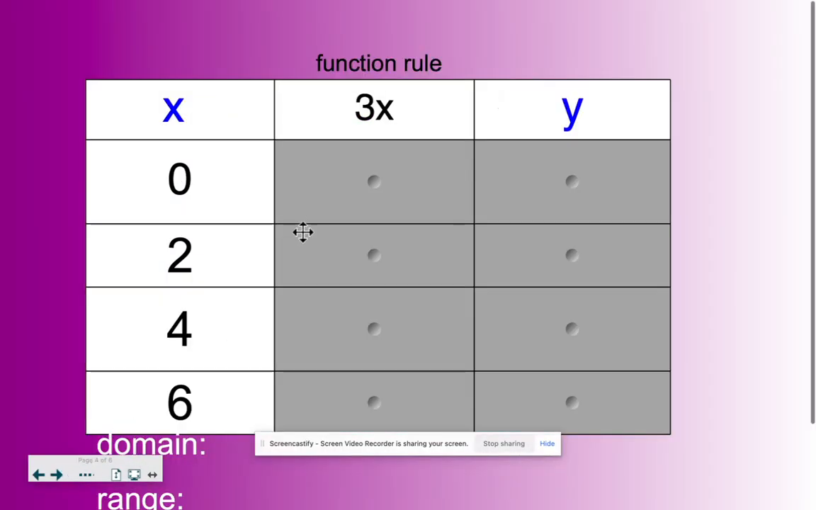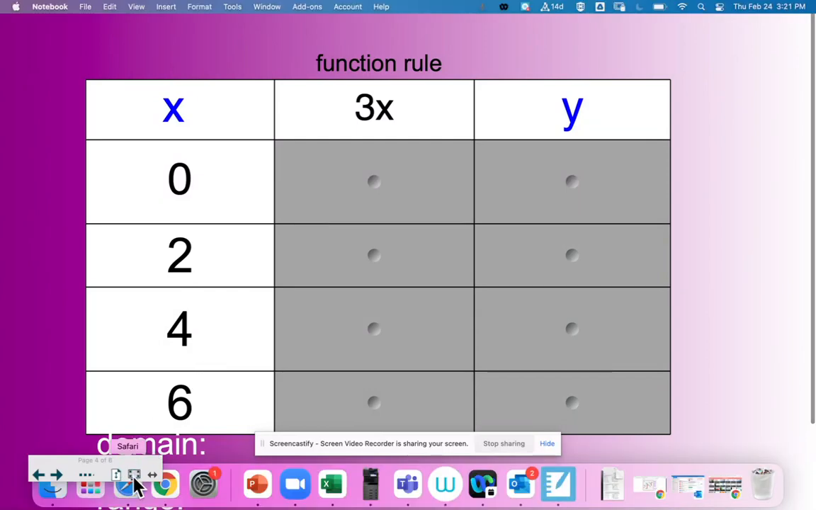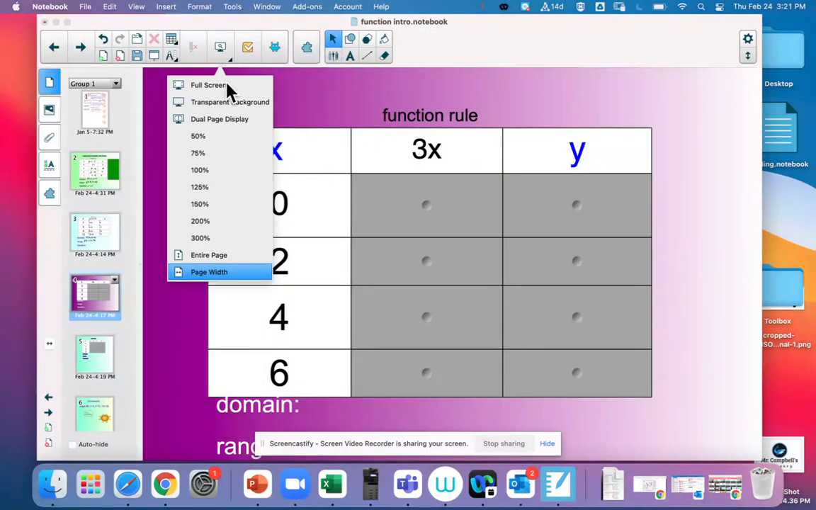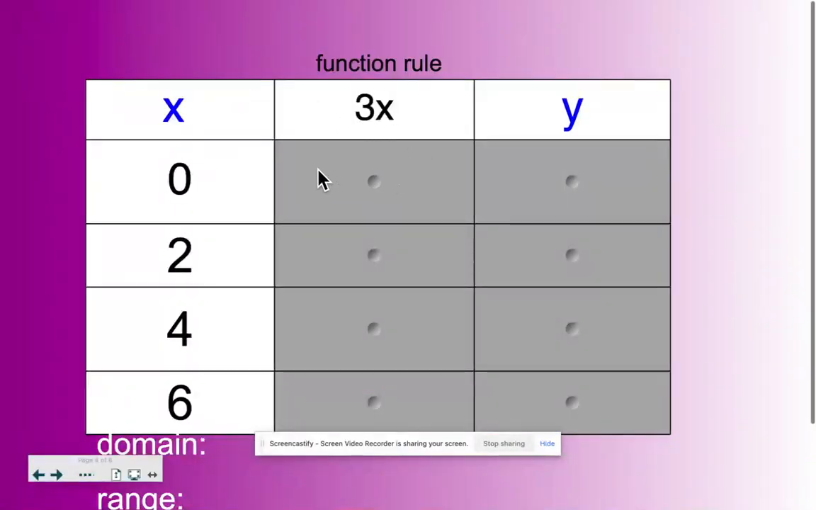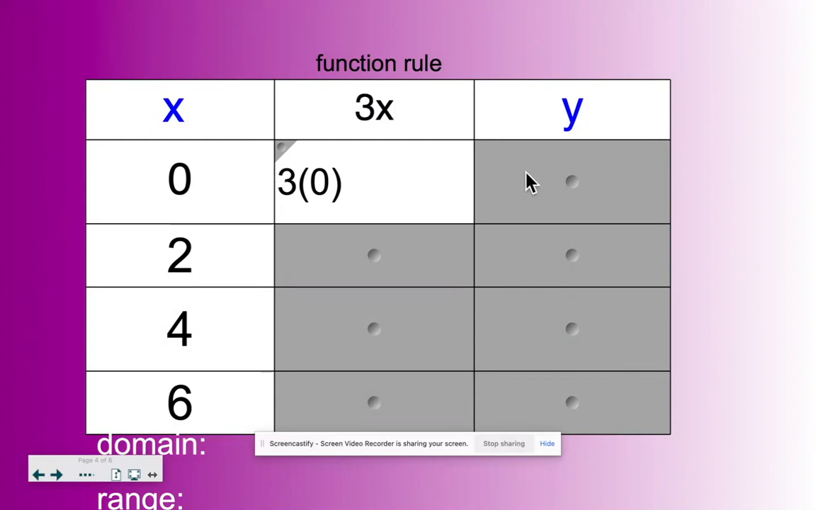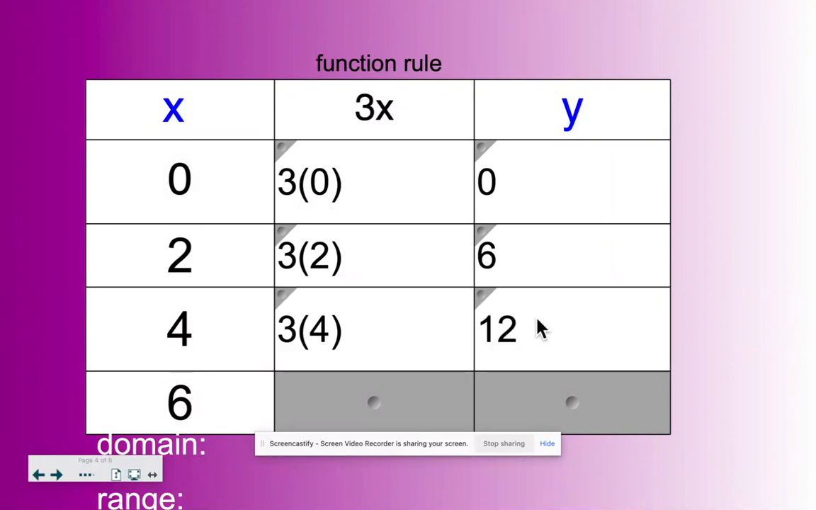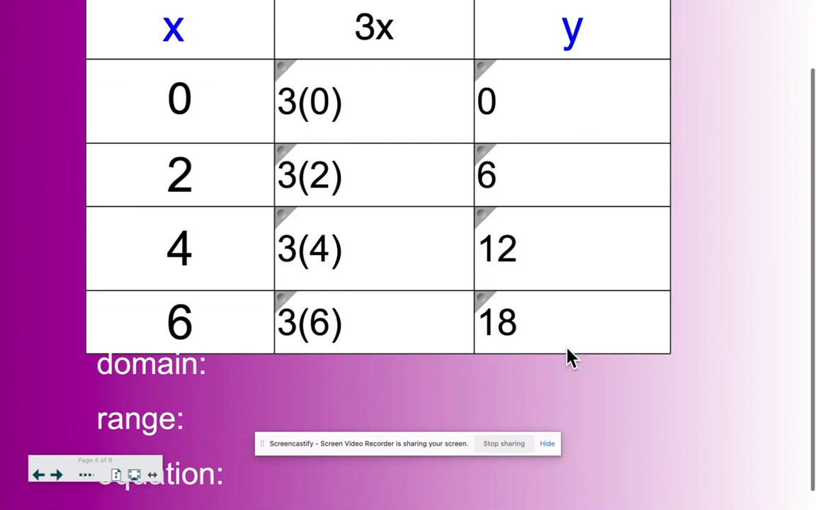All right, next example, let's do 3x. Remember, whenever you have a number and a letter next to each other, it means you're multiplying. So 3x means 3 times x. So that's what we're doing here. Again, I'm just going to replace the x with each of my inputs one at a time. So 3 times 0 gives me 0. So if your input is 0, your output is 0. If I plug in a 2, 3 times 2 is 6. If I plug in a 4, 3 times 4 is 12. If I plug in a 6, 3 times 6 is 18. Okay, so this is my completed function table.